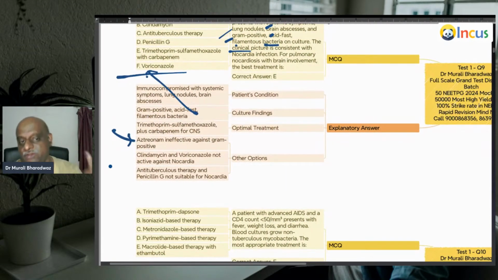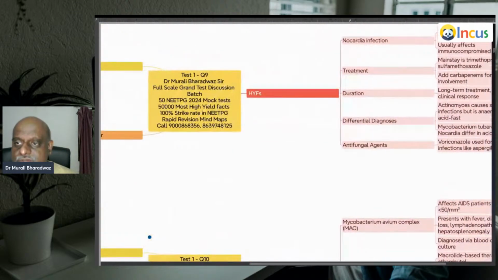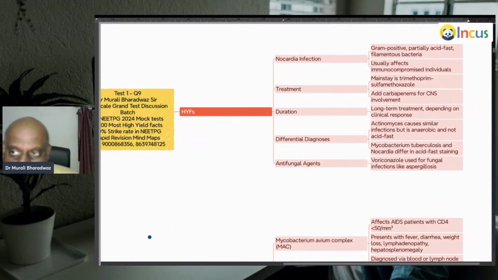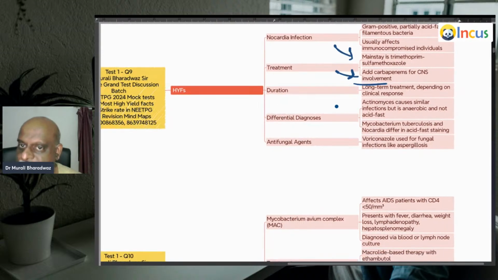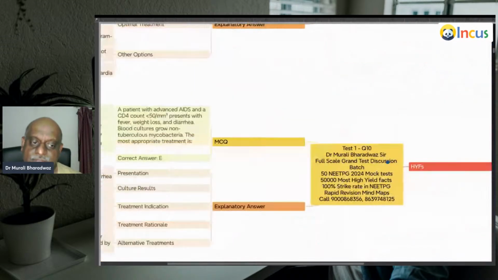Ceftriaxone is ineffective against gram-positive. Trimethoprim sulfamethoxazole plus carbapenem is typically given for CNS. Gram-positive acid-fast filamentous bacteria is an important clue to say it is Nocardia, is what you need to remember. So whenever CNS involvement is there, add carbapenems. The mainstay is trimethoprim sulfamethoxazole. Antifungal is for aspergillosis, is what you need to remember.